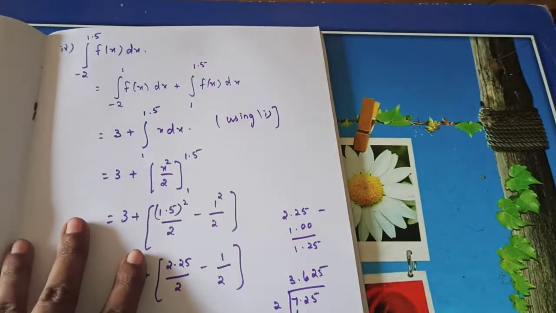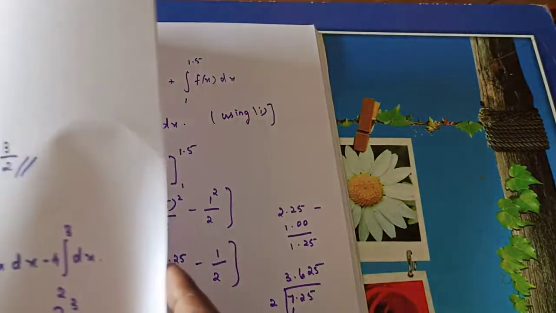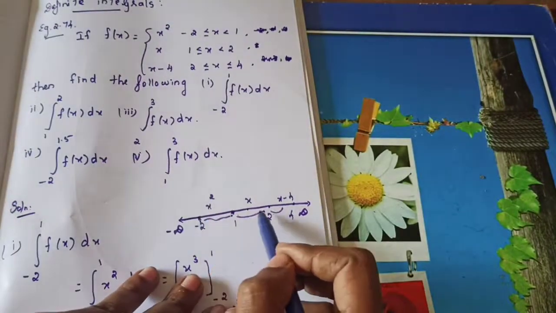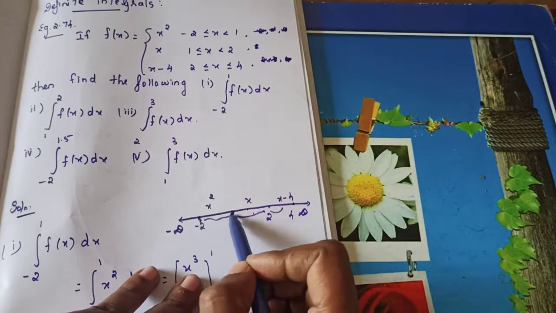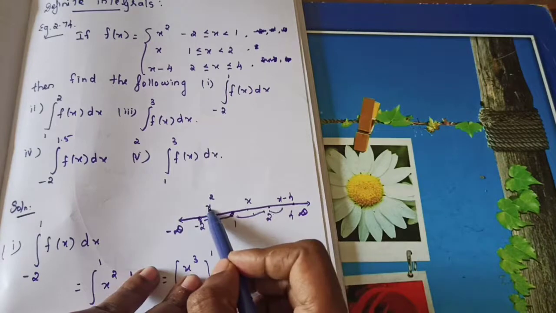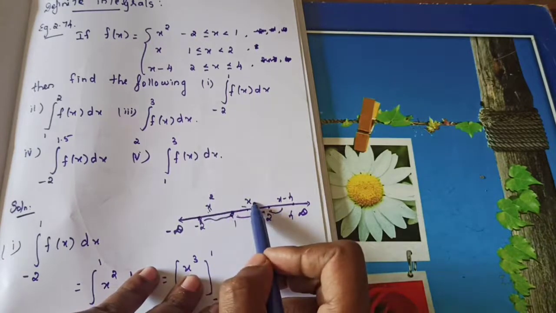Then see the fourth Roman, minus 2 to 1.5 f of x dx. Is it right? Minus 2 to 1.5, we don't know directly. If we see the number line there, minus 2 to 1.5 we won't get directly. But we know from minus 2 to 1, then 1 to 2. From minus 2 to 1, it is x square. Then 1 to 2 it will be x. So in both the f of x value is different.